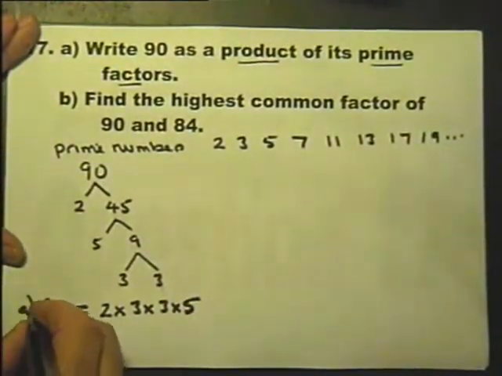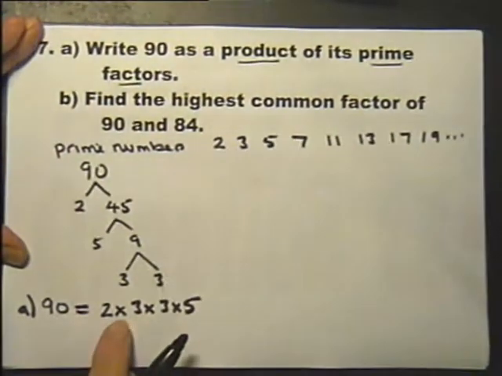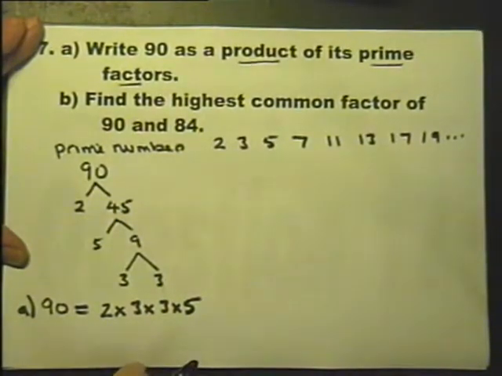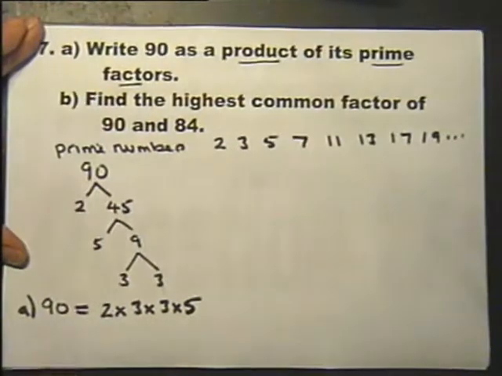And that's the answer to part A. I have written 90 as a product, there's the product, multiplication, of its prime factors, and they're all prime numbers, and they're all factors of 90. There you go.